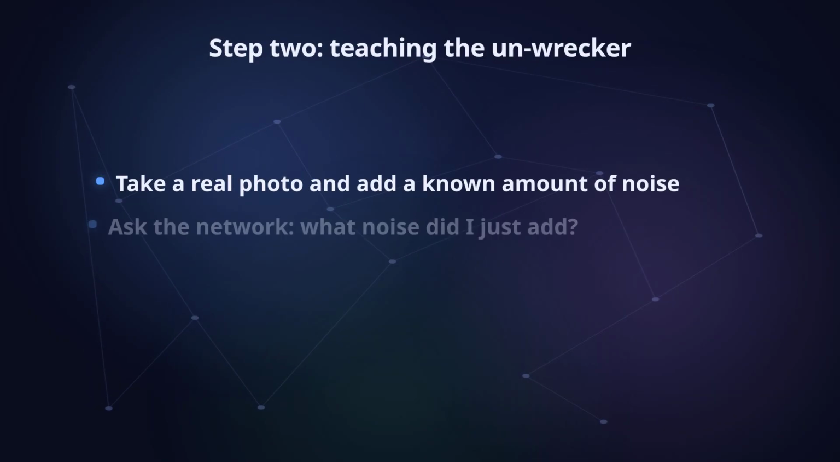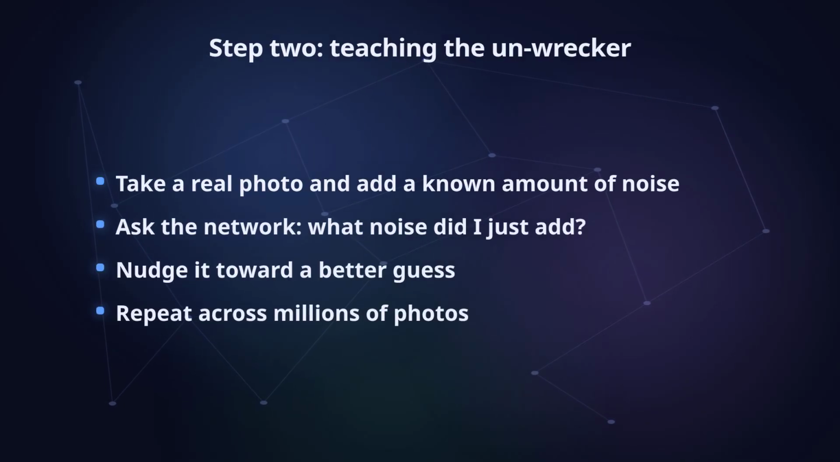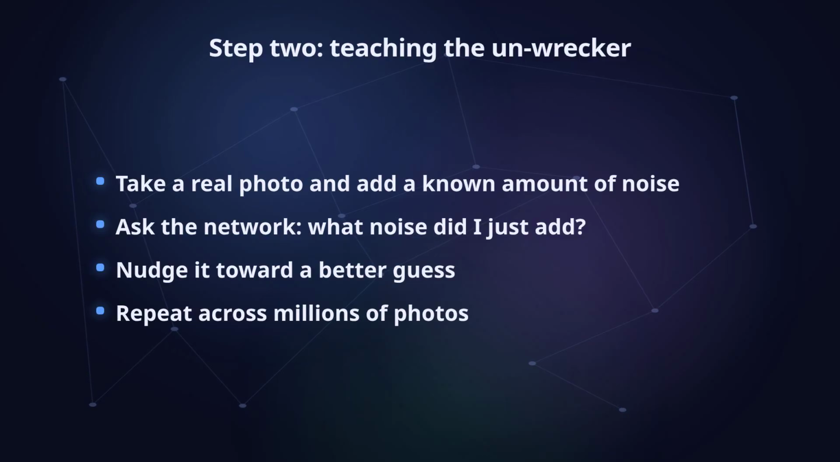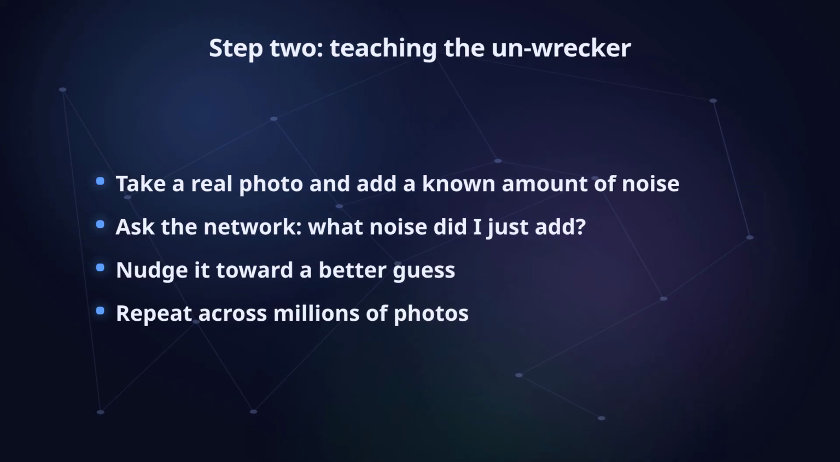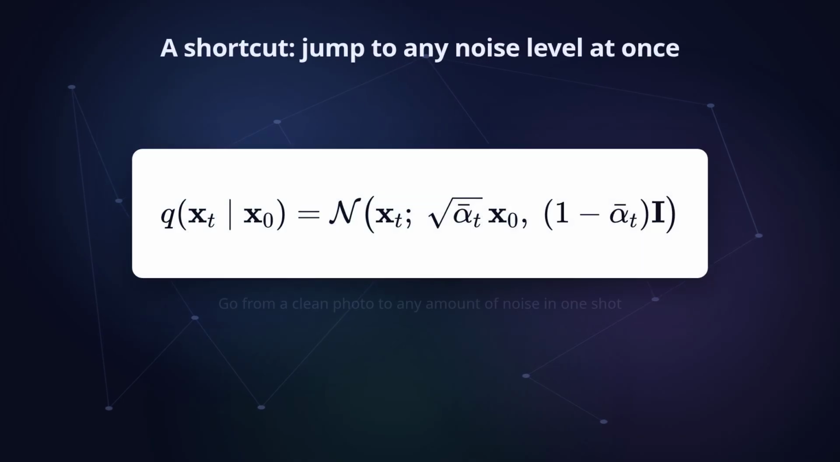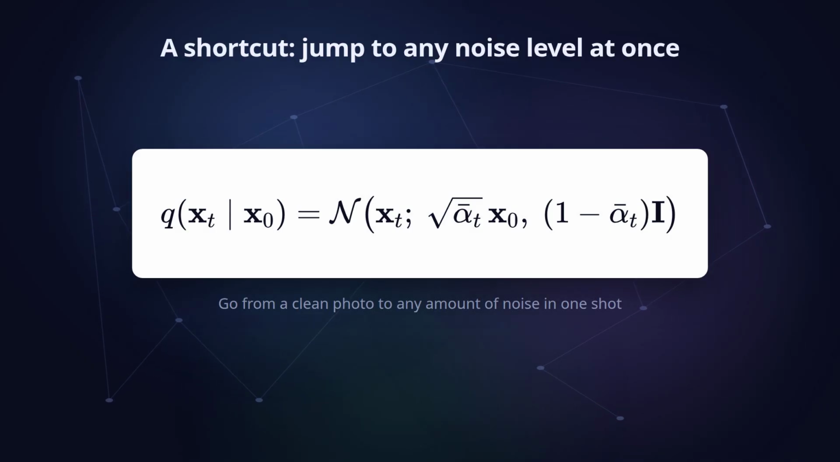And teaching it is wonderfully simple because we cheated. We made the noise ourselves, so we know exactly what was added. The recipe: take a real photo, add a known amount of noise, ask the network to guess that noise, and gently correct it when it's wrong. Repeat millions of times. One neat shortcut makes this fast. Instead of adding noise one tiny step at a time, this formula lets you jump straight to any noise level in a single leap. So during training, you can instantly dial up exactly as much messiness as you want.